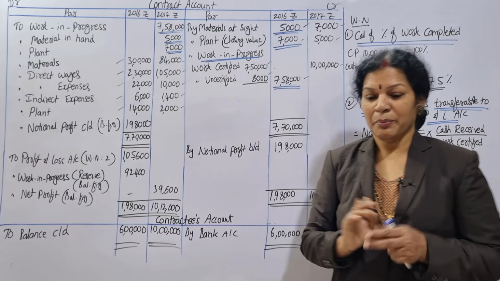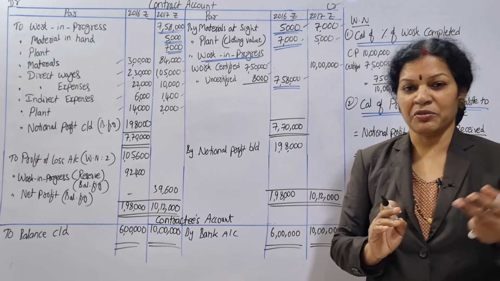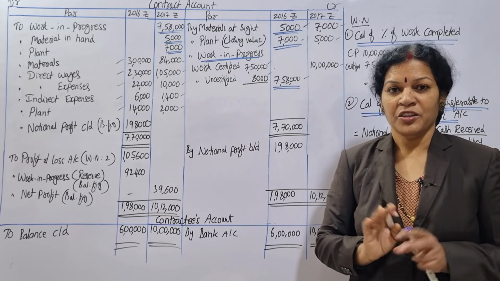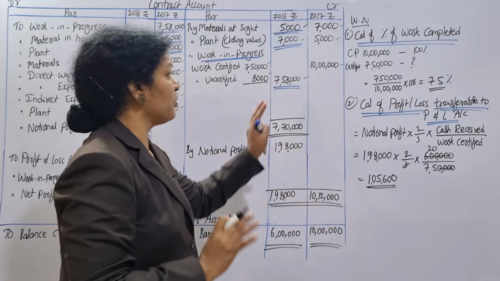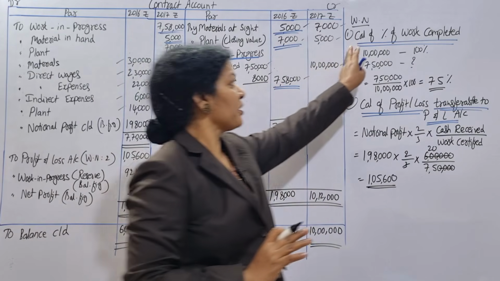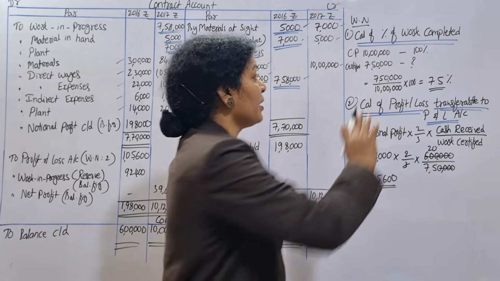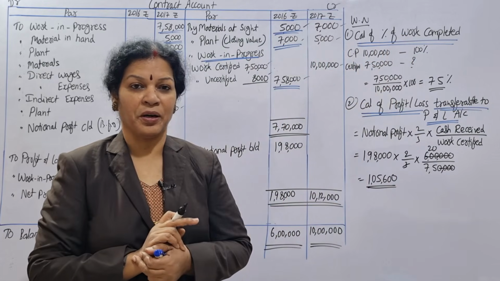That's the formula we know. But how do we come to know the formula, whether it is 1/3 or 2/3? You must know the work completion. For that purpose, in working notes, first we have to prepare the calculation of percentage of work completed. How much work is completed, that you have to do.